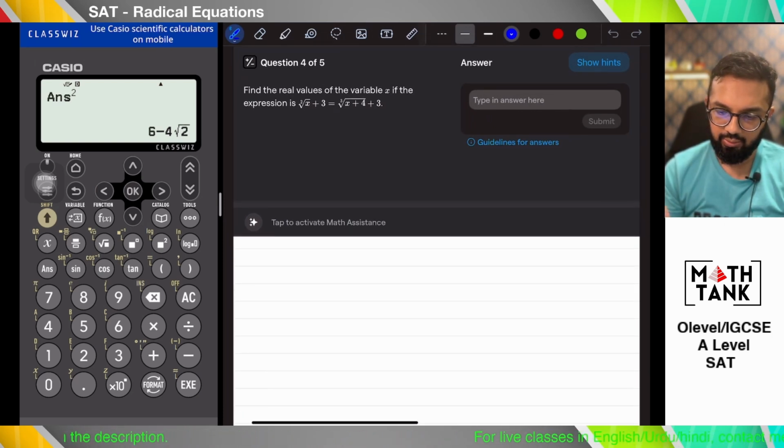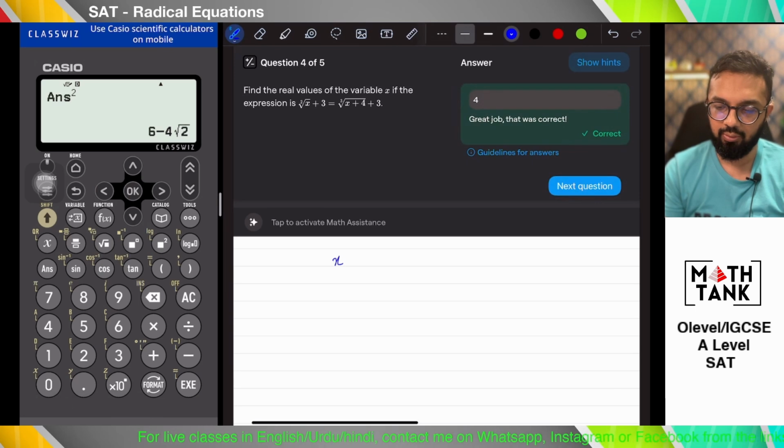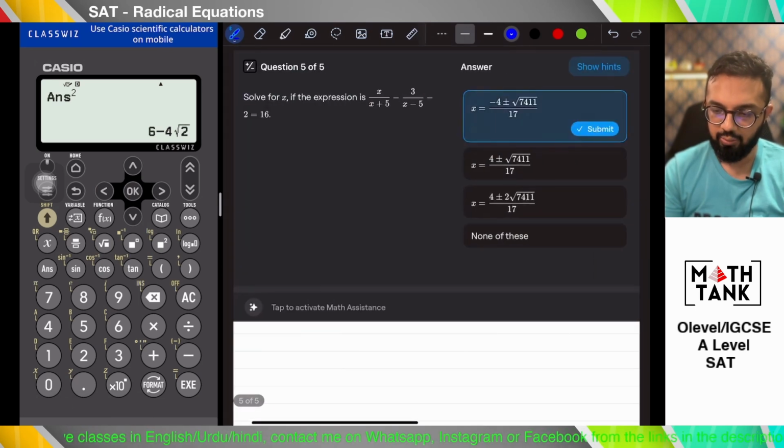Okay, so I don't remember the answer to this one. But it was 4, I think. Yeah, 4. I created a cubic equation. That got me 4.